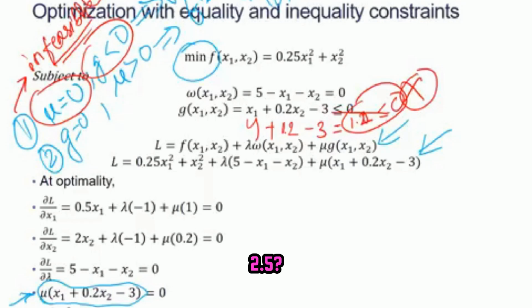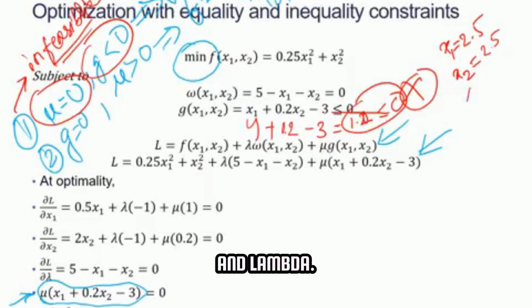X1 is 2.5, x2 is 2.5. Okay, same. Okay, and lambda and mu? What is the value of lambda and mu?